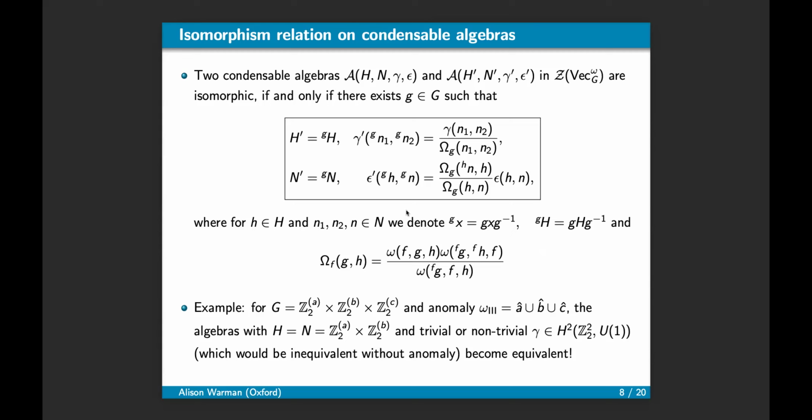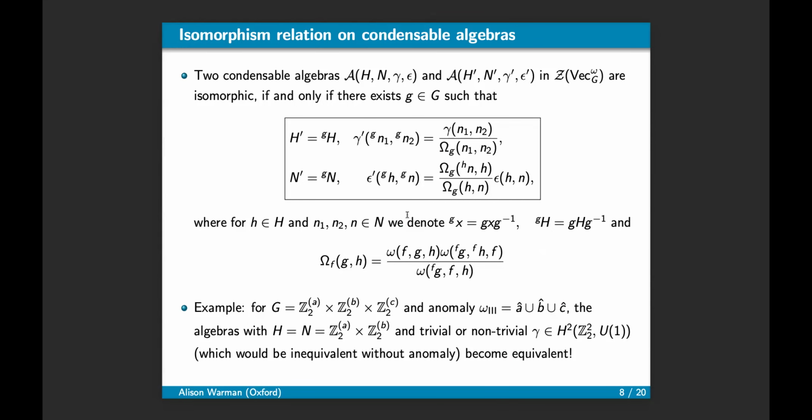But actually, if we have Z2 cubed and type 3 anomaly, the phases that are labeled by a subgroup, which is Z2 times Z2, and trivial and non-trivial 2 cocycle are actually equivalent. They become equivalent because of this term coming from omega, which basically tells us that in the presence of an anomaly, we have some counterterm that can identify the two SPTs.